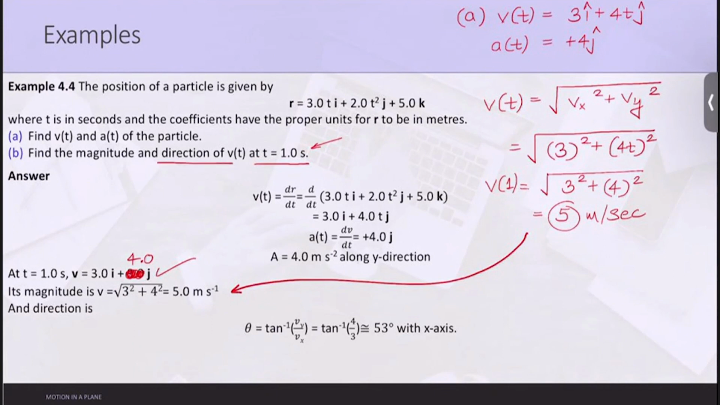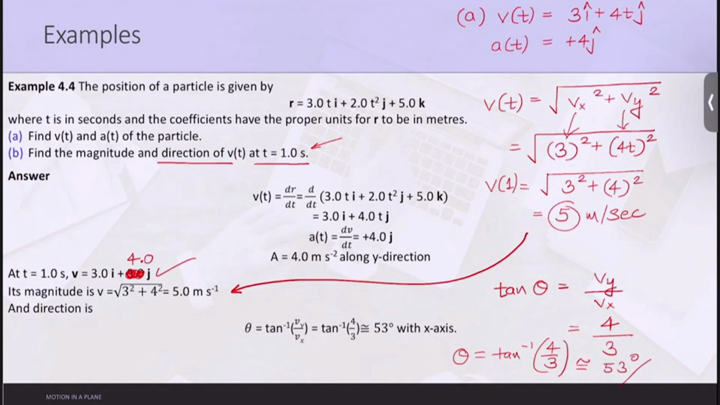As the direction of v of t is also being asked at t = 1 second, how do we calculate direction? We know tan theta is equal to vy by vx. The value of vy at t = 1 is 4, and the value of vx is 3. That's how we obtained these values here, correct? So theta is equal to tan inverse 4 by 3, which is approximately equal to 53 degrees. So that is how we can obtain the direction, which is along the x-axis.